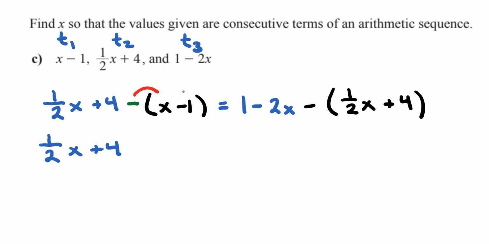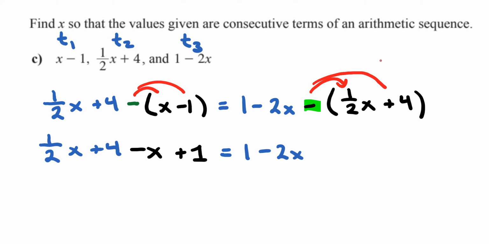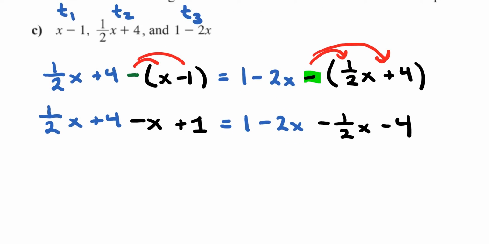And we can distribute the minus sign here. If I do that, I get negative x plus 1 equals to 1 minus 2x. And then this minus sign here, I can distribute that through. This one's not too bad. This will be negative 1/2 x and then minus 4.